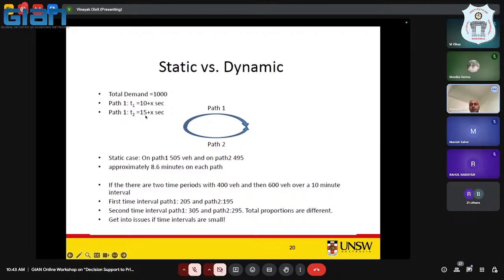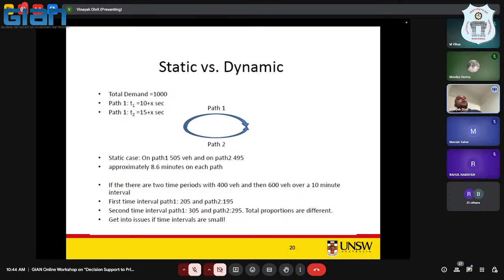There's going to be a difference of 10, basically. So 205 will take this, 195 will take this. The second time it will be 305 and 295. Now, if you look at the total proportions, 205 plus 305 is 510. So 510 is greater than 505. So with dynamic traffic assignment, because people are reacting to the travel times later on, they end up redistributing themselves very differently as opposed to a static one.